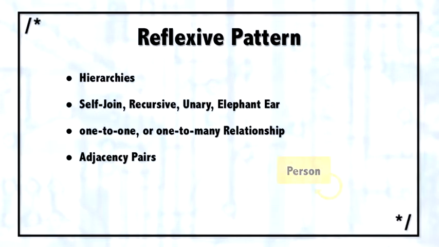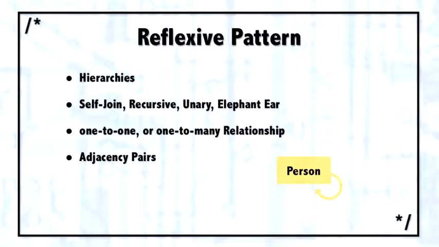The fourth common pattern I want to show you is the reflexive pattern. It's used commonly for hierarchies. Sometimes it's called a unary or a self-join type pattern. Another proper term for this would be an adjacency pairs pattern. It's also called a recursive type pattern because in the hierarchy, it could be a person relating to a person relating to a person, and it's sometimes called an elephant ear pattern informally because of the way it looks when it's drawn.